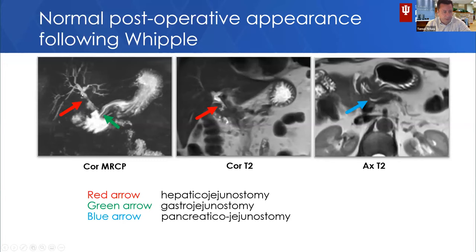And then here is the anastomosis between the common hepatic duct and the small bowel loop. This is actually a jejunum that is brought up all the way to the liver hilum. So this anastomosis can be easily seen by MRCP image or even a coronal T2 image. And then the third image on the right is axial, and it shows the remnant of the pancreas. And this gray signal is from the adjacent small bowel. And this is the pancreaticojejunostomy anastomosis. So with MRI, we can really evaluate in detail the status of the Whipple procedure.